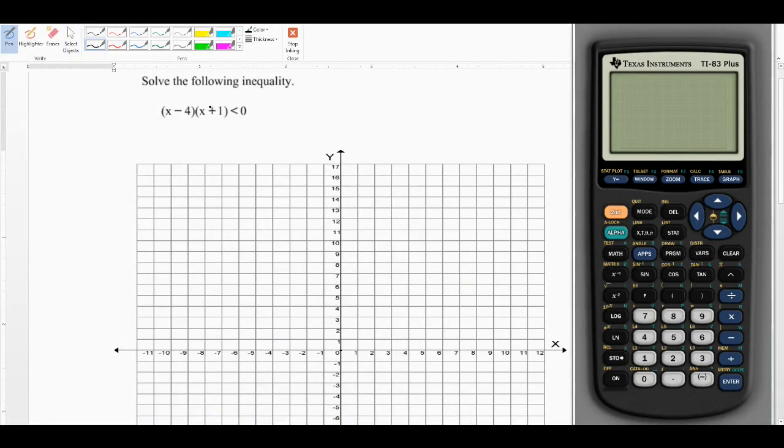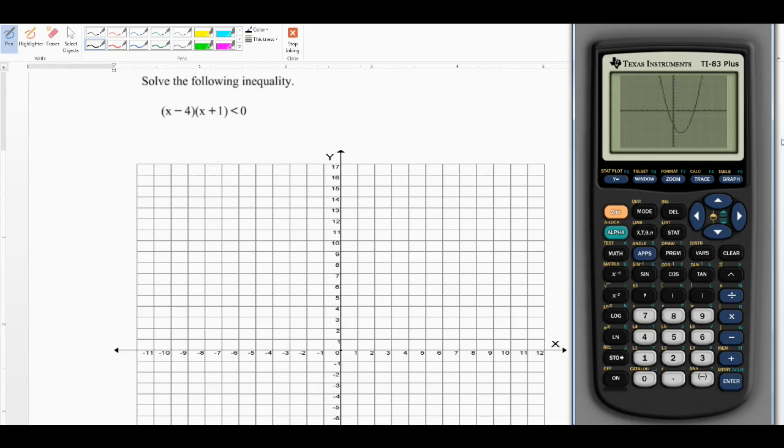Okay, let's solve the following inequality. Now what I like to do is actually graph this. So we're going to graph y equals (x minus 4)(x plus 1), and graph it.